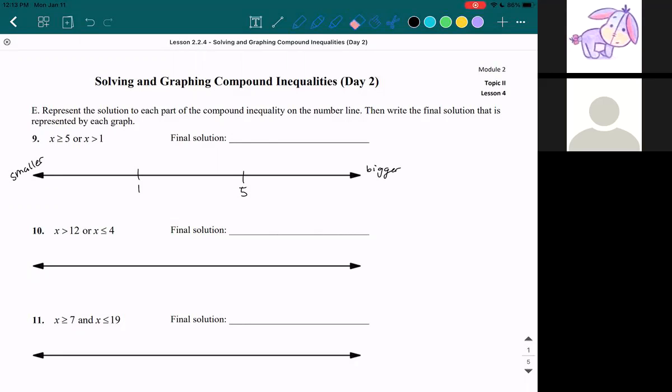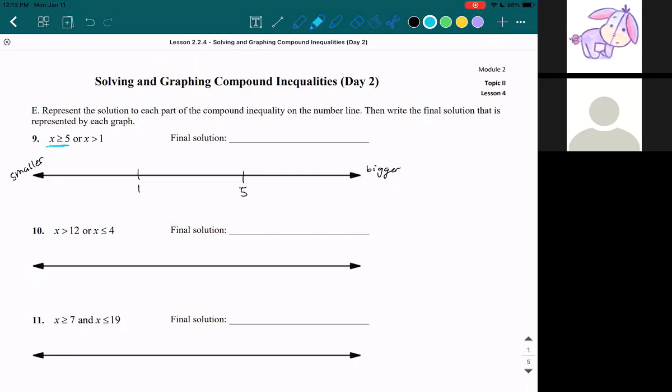I do not want to see anybody doing this. This is wrong. Do not have 5 and 1 like this. 5 does not go on the left. So it has to be 1 and 5 like that. Now, let's do x is greater than or equal to 5 in blue.